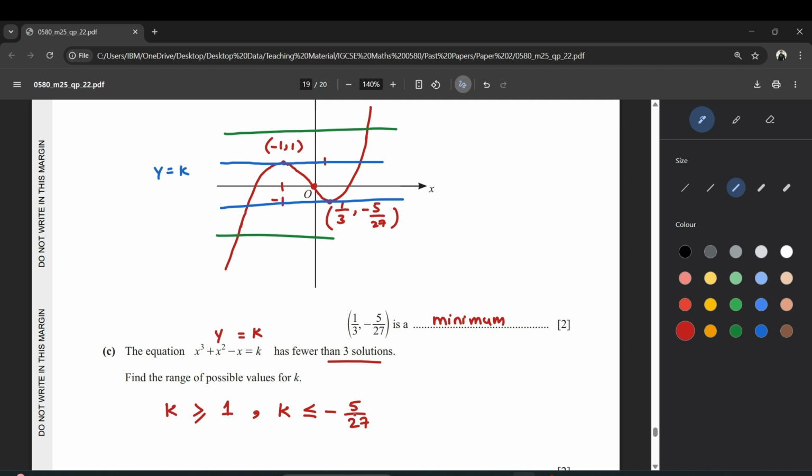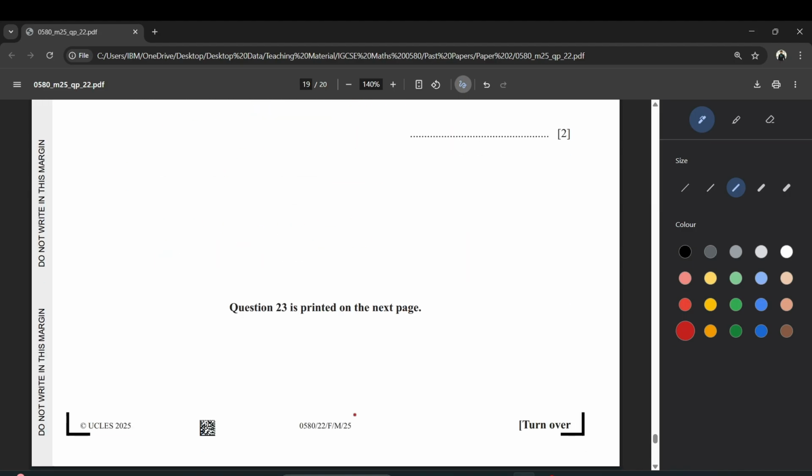And for the second one, the value of k should be greater than or equal to 1, sorry. That will take into account all the solutions which are above or at the stationary points. So all of them will give us fewer than 3 solutions.